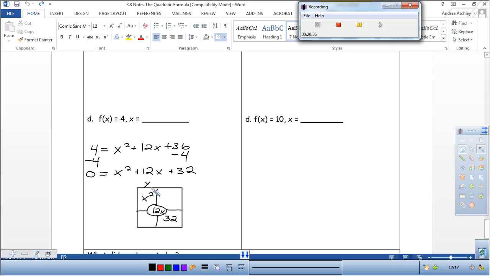This is x and x. Tell me what multiplies to 32? 8 and 4. So this will give me 8x. This will be x times 4 will give me 4x. If I add them, do I get 12? Yep, everything's positive. These are all positive numbers, so these will all be positive. So then my factors are x plus 4 times x plus 8 equals 0.